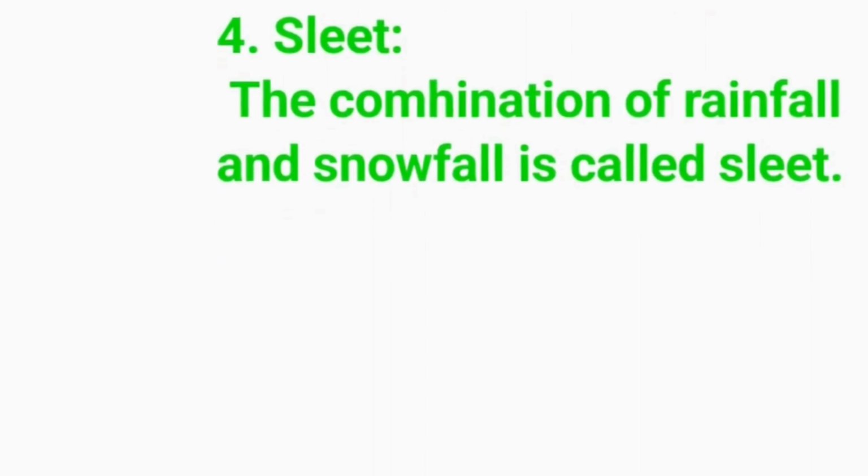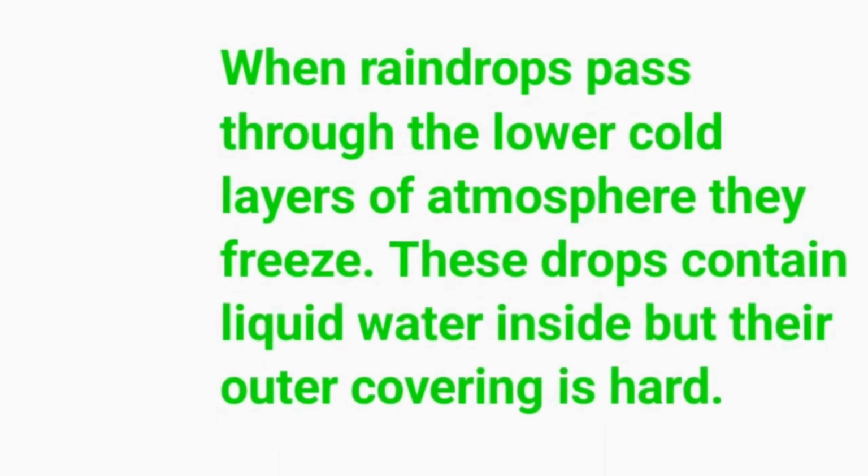4. Sleet. The combination of rainfall and snowfall is called sleet. When raindrops pass through the lower cold layers of the atmosphere, they freeze. These drops contain liquid water inside, but their outer covering is hard.